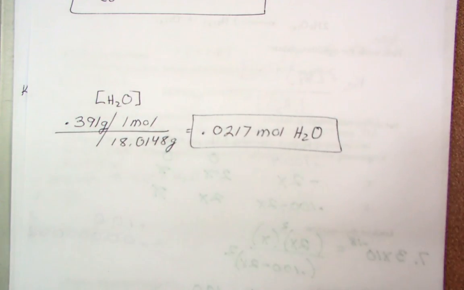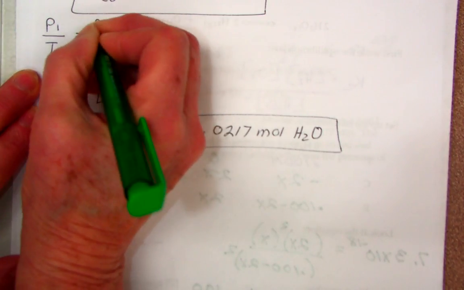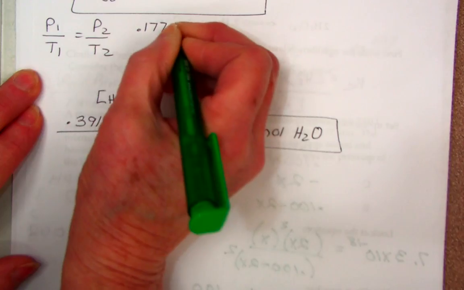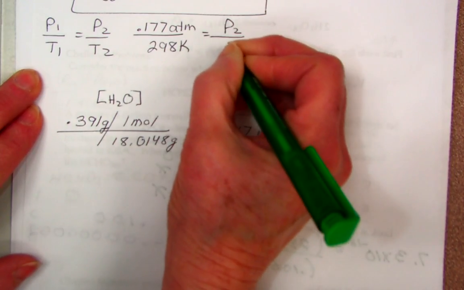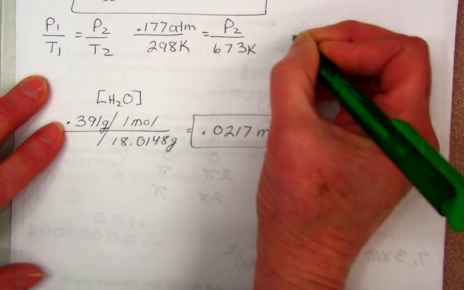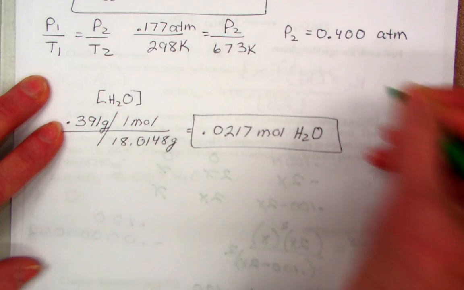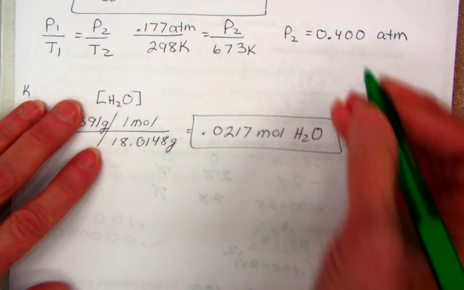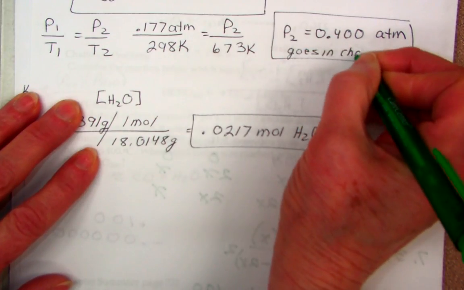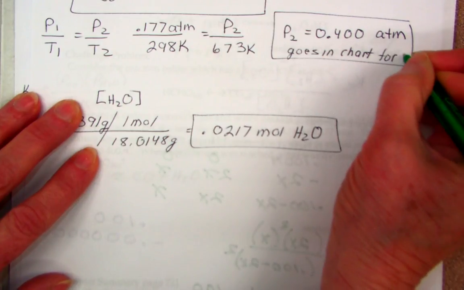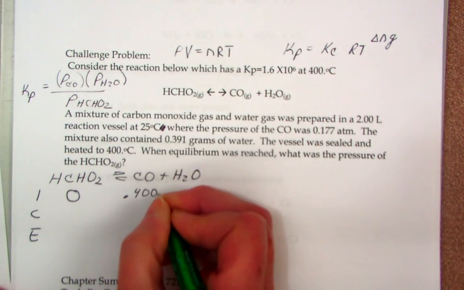I mean, we already did the ideal gas law because you wanted to. So let's do it this way now. P1 over T1 equals P2 over T2. So I have 0.177 atmospheres at 298 Kelvin equals P2 at 400 Celsius, which is 673 Kelvin. So when I solve, P2 is 0.400 atmosphere. Now, I could have also used PV equals nRT, but I thought that was faster. So now this goes in the chart for my initial pressure. So my I for carbon monoxide is now 0.4 atmospheres.